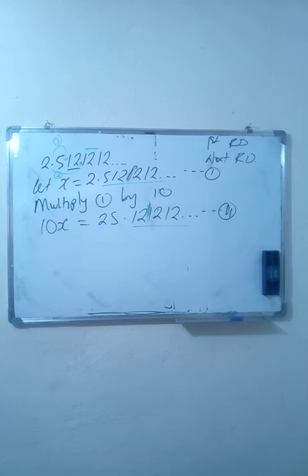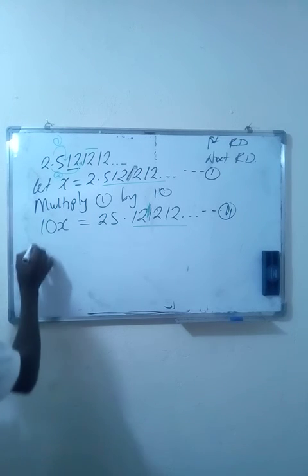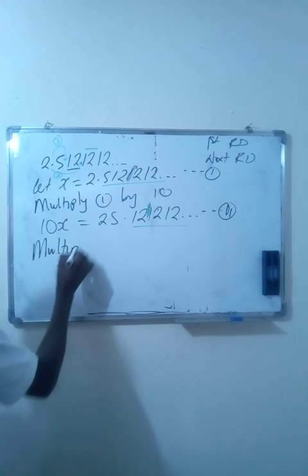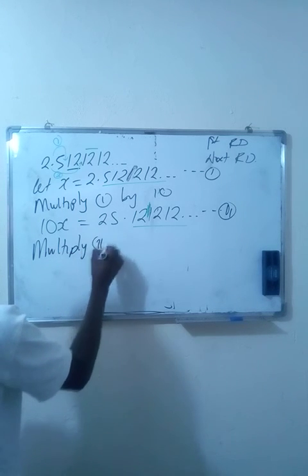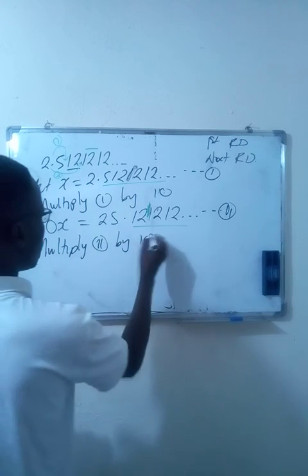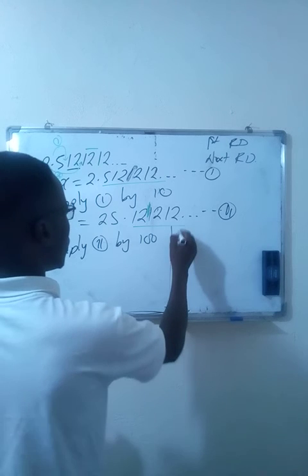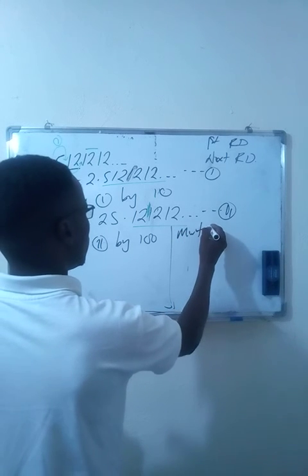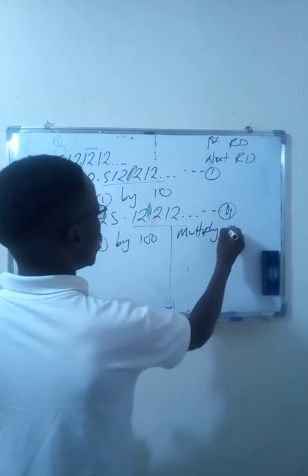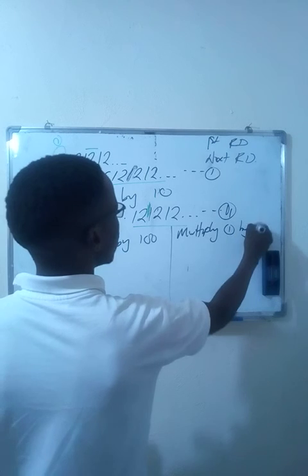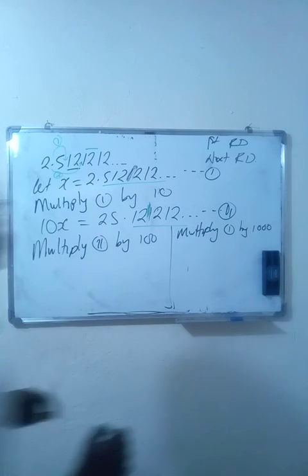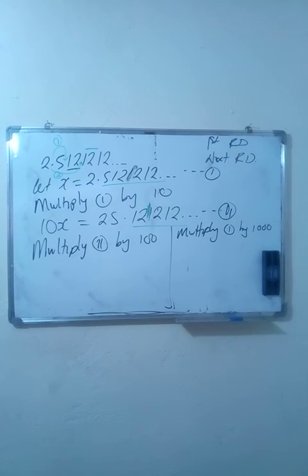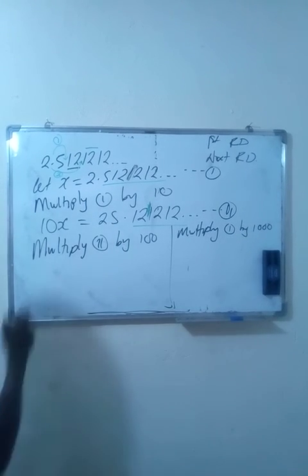Now we can see that there are two steps from where the point is to the next repeating decimal, meaning that we multiply that equation by 100. So multiply equation 2 by 100. Alternatively, we can multiply equation 1 by 1000, and it's going to give us the same thing. So let's multiply equation 2 by 100.